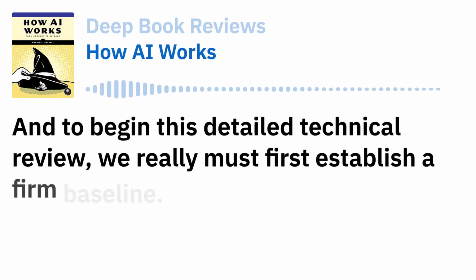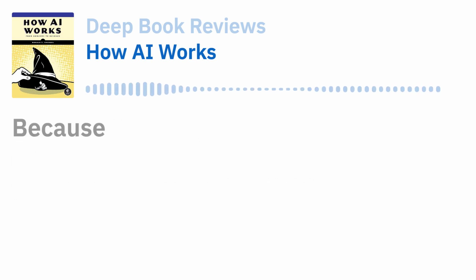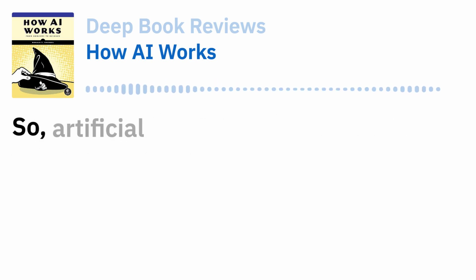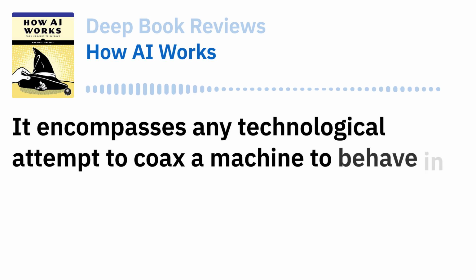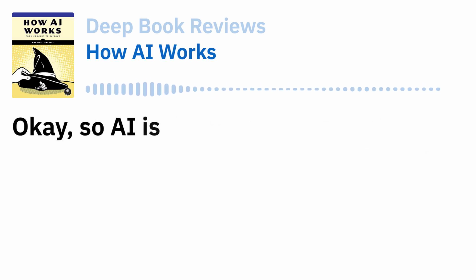And to begin this detailed technical review, we really must first establish a firm baseline. We need to clarify the nested relationship of the terminology frequently used in this field. Because people mix those terms up all the time. Right? Exactly. They are often incorrectly treated as interchangeable. So artificial intelligence is the broadest category. It encompasses any technological attempt to coax a machine to behave in ways that humans would judge to be intelligent. Okay, so AI is the big umbrella.